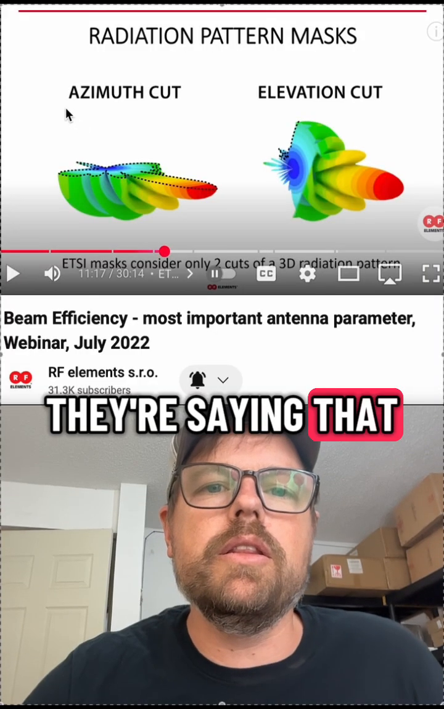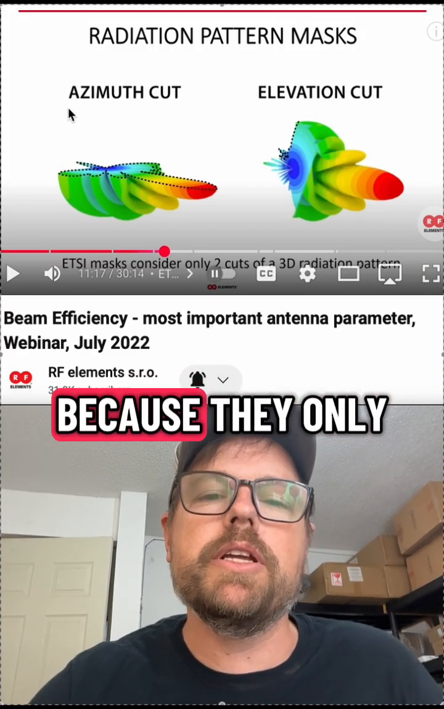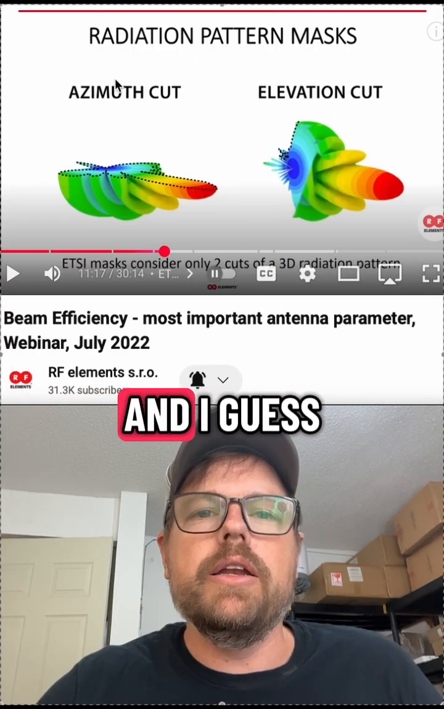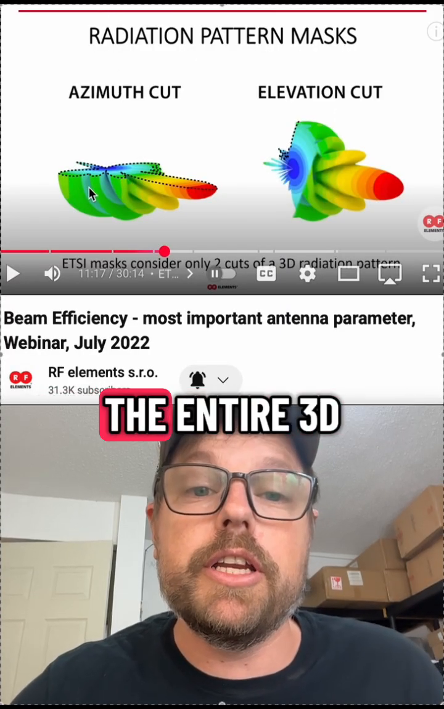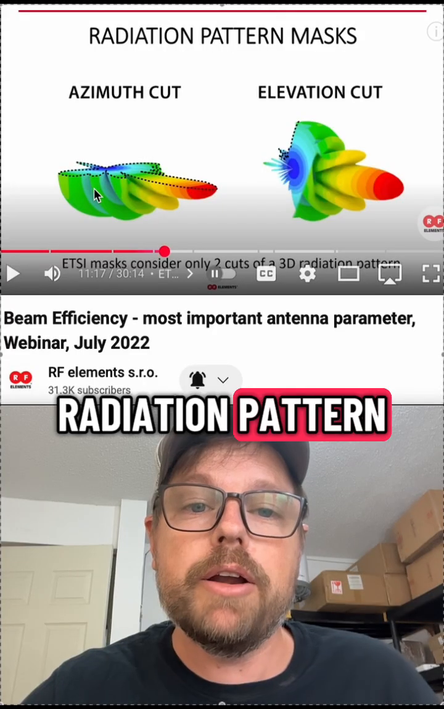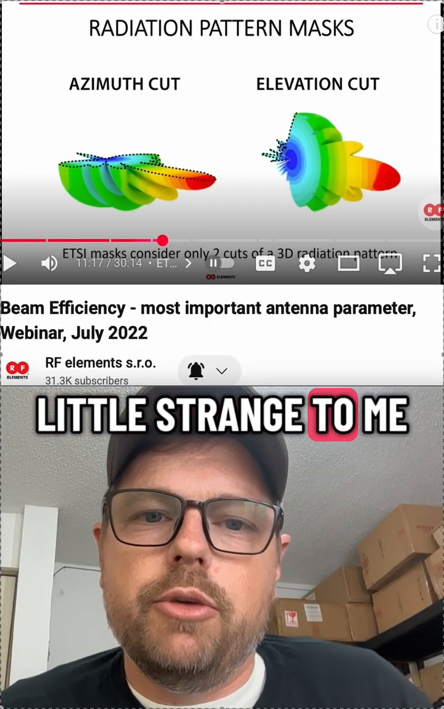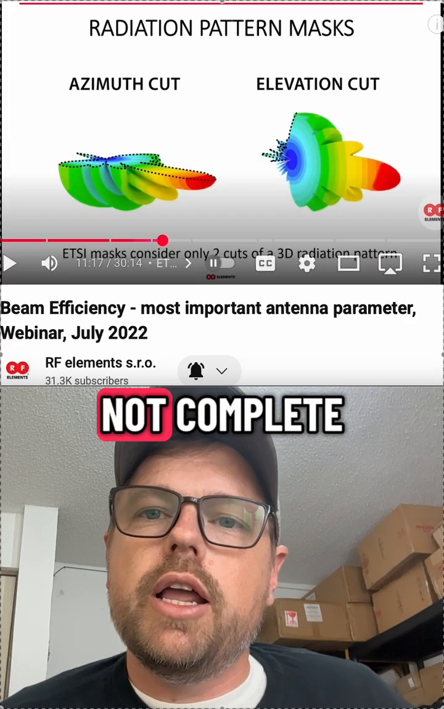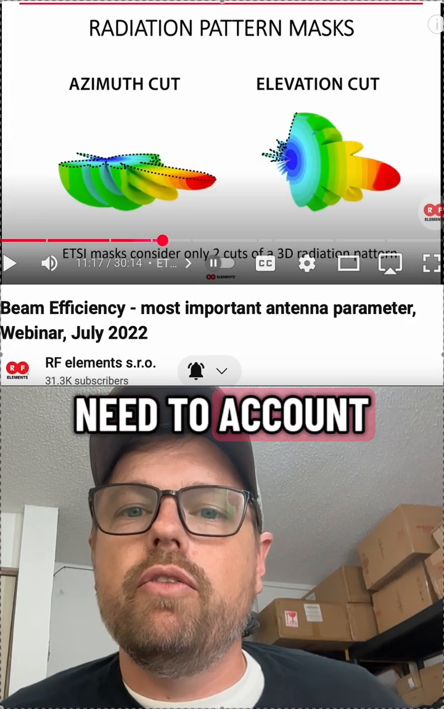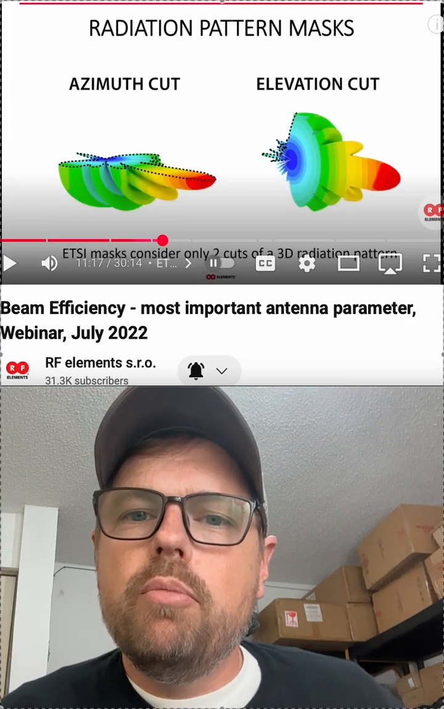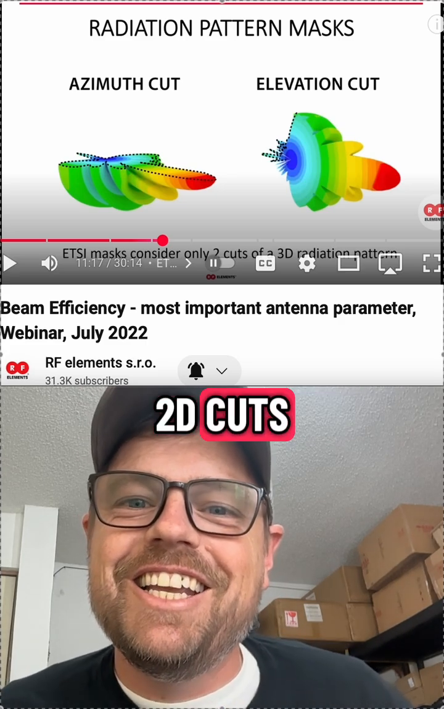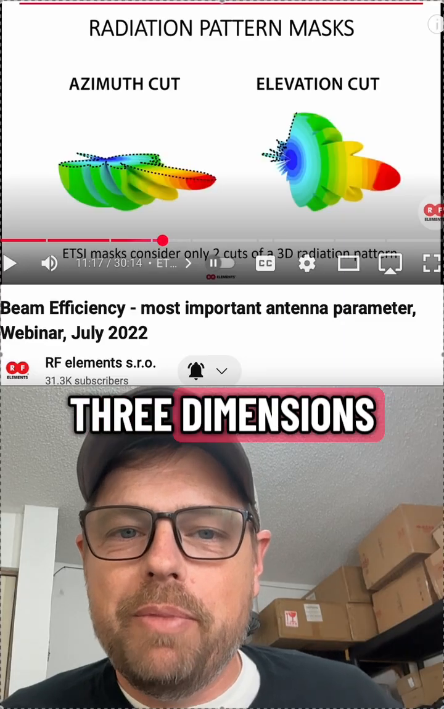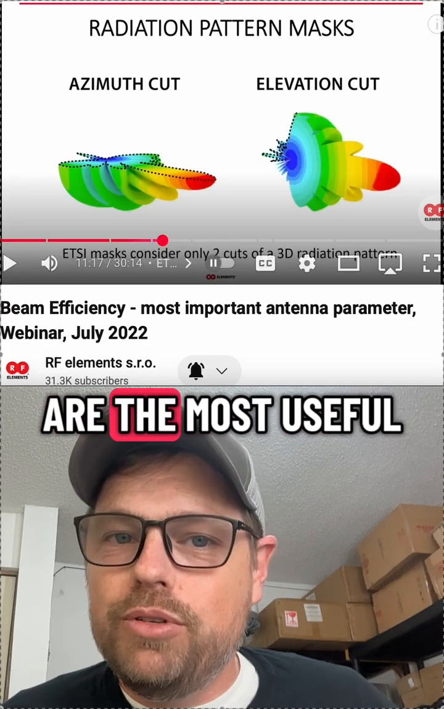So he's saying that ETSI masks are incomplete because they only consider the azimuth cut and the elevation cut. And I guess he's saying that you should consider the entire 3D radiation pattern. This is a little strange to me because he's arguing that having two-dimensional cuts is not complete and that you need to account for the 3D pattern. But having two-dimensional cuts is understanding the radiation pattern in 3 dimensions. These two cuts are the most useful.